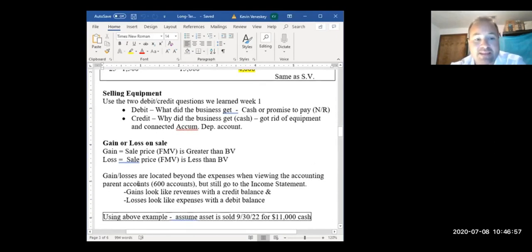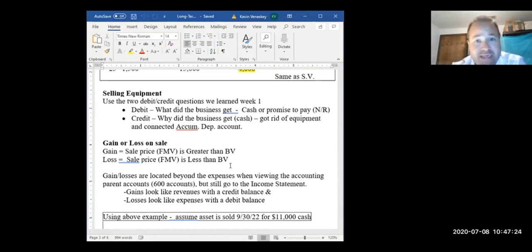Those gain and losses, they're actually not normal day-to-day revenue or expenses. Revenue and expenses are what we do to make money in our business. We don't sell our vehicle or our equipment to make money. That's just part of the business, but that's not how we do our job. So that's why those gain or losses actually go outside of even the expenses into a separate category in the 600 accounts.